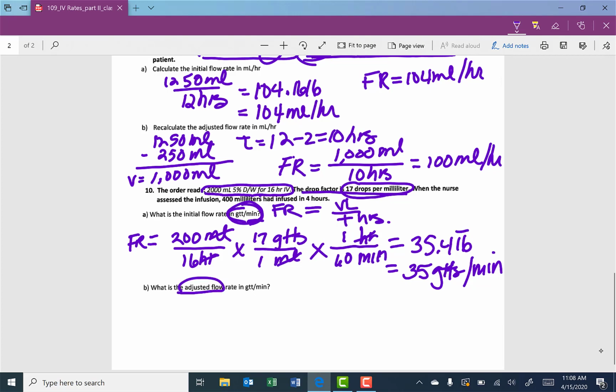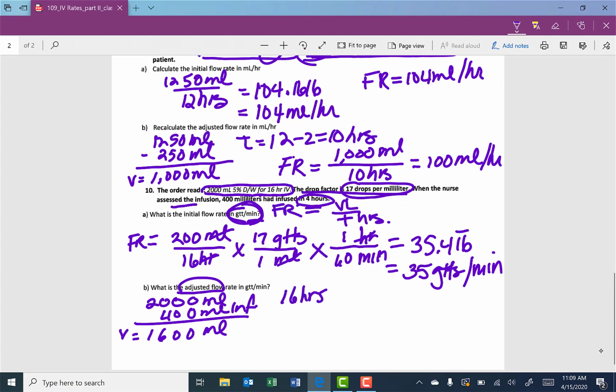So when the nurse assessed the situation, 400 milliliters had been infused in 4 hours. So we started with 2,000 milliliters, and she's saying 400 milliliters were infused. So if you subtract them, you're going to get the 1,600 milliliters, which is your new volume. It also says that 4 hours went by. So we started with 16 hours minus the 4 hours equals 12 hours. So our new time is 12 hours.